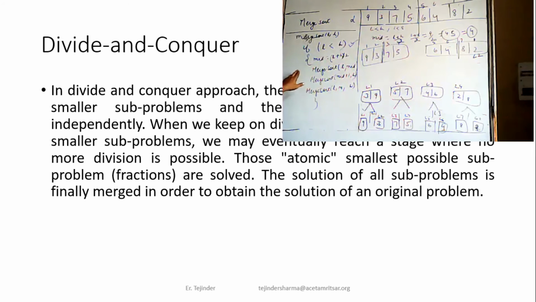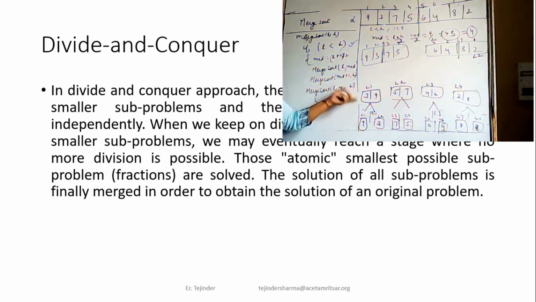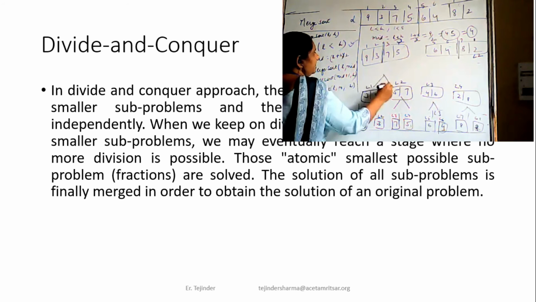Okay. See, in merge sort, you did low to mid, and mid plus 1 to high. Now merge (L, M, H). So you are now combining them. Now combine it.